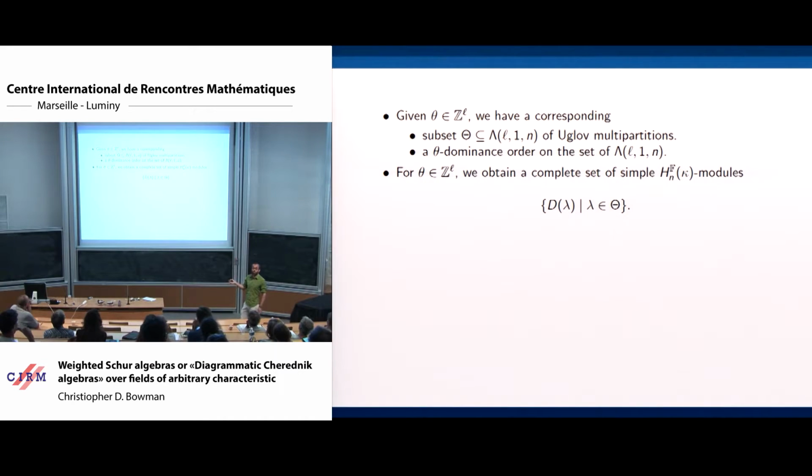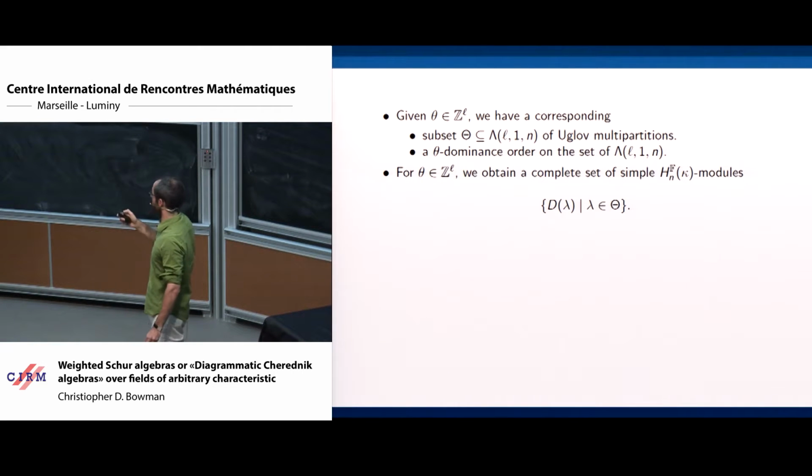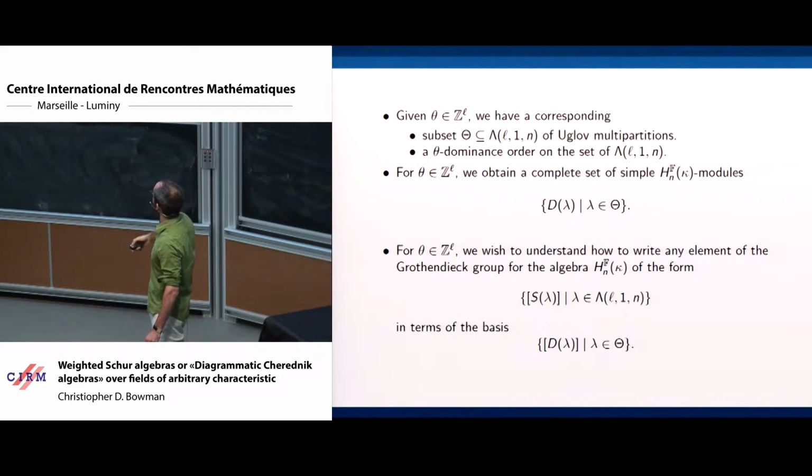So for people who are familiar with the classical theory, there is one particular theta here which would give me this set to be the set of Kleshchev multipartitions. But this is a more general framework that I'm trying to talk about. And now, for an arbitrary theta, what we want to do is understand how to write any of these Specht modules from the previous slide in terms of this basis of simple characters here. And the matrix that tells you how to pass from here to here is called the decomposition matrix, and this is what I'm going to be talking about today.